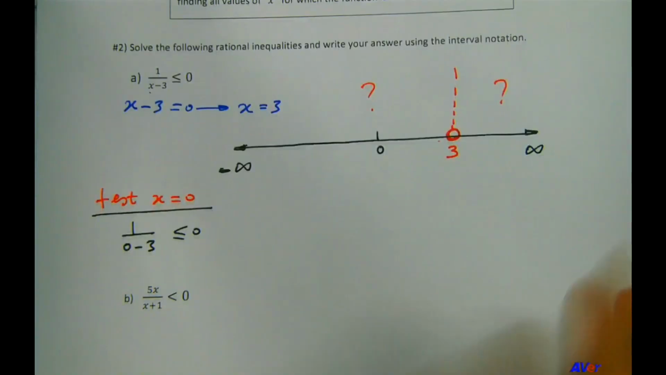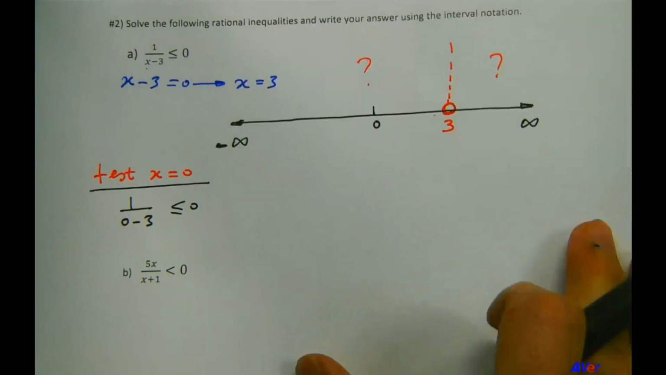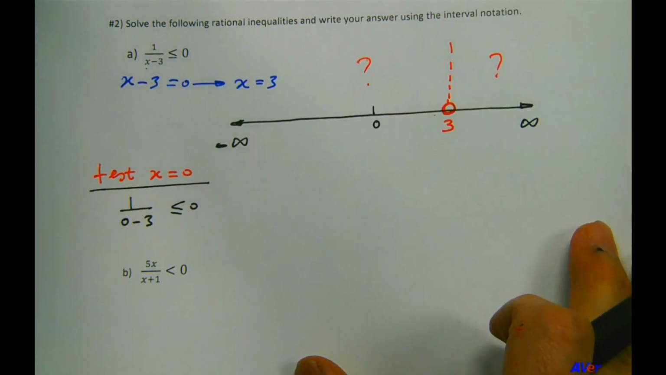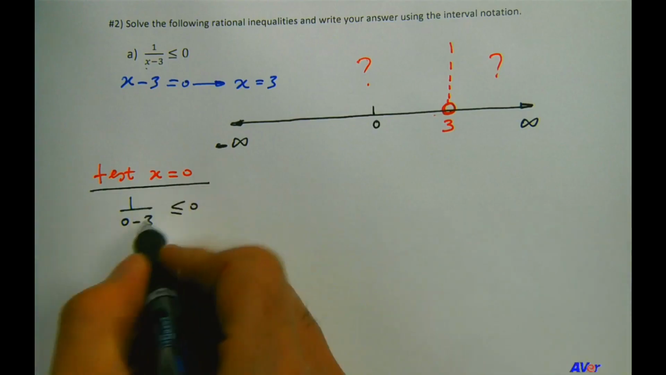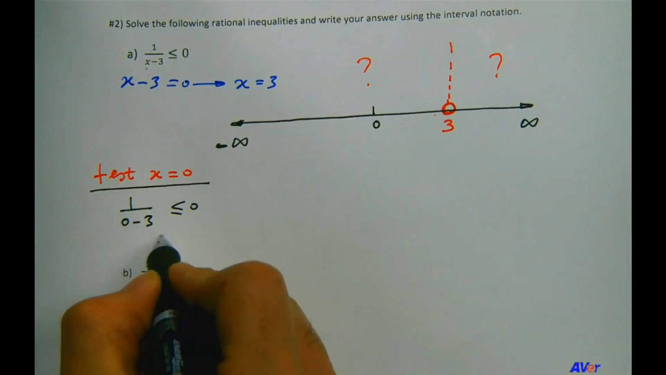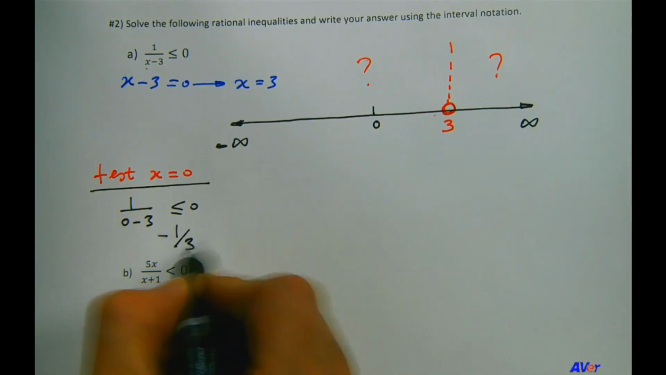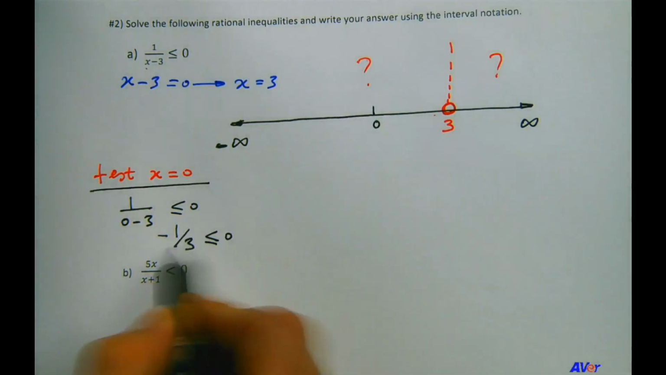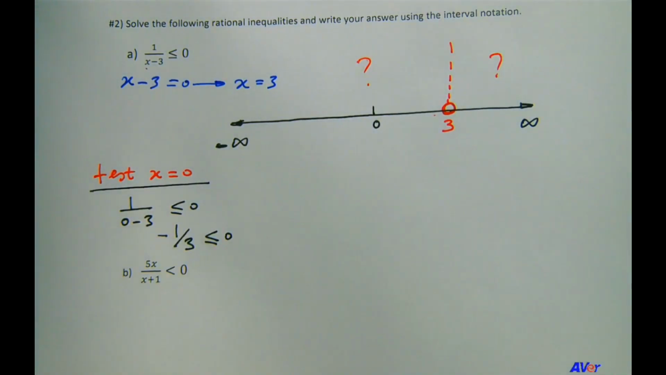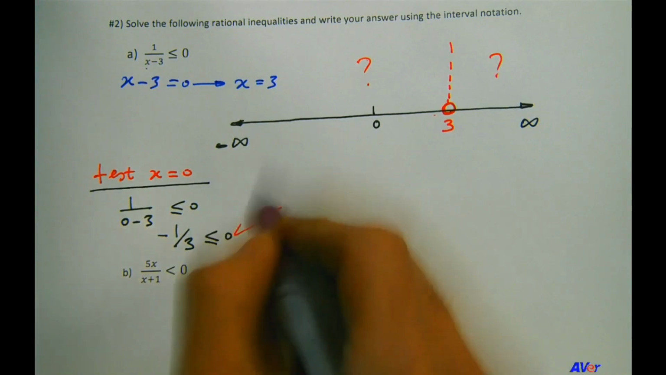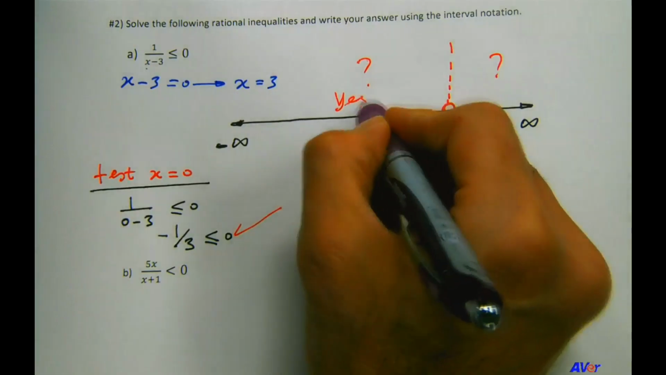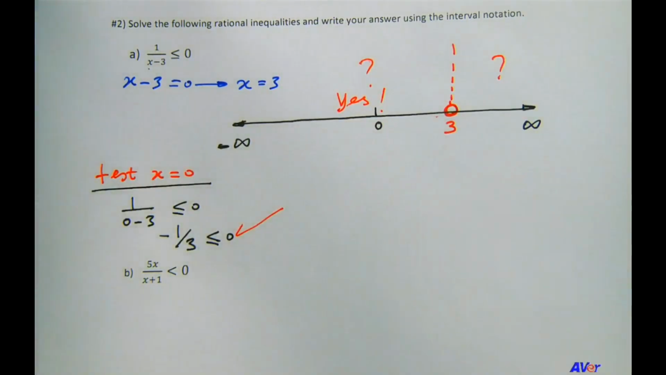let me move this up a little bit. So we're going to have that left side simplifies to minus 1/3 less than or equal to 0. Is this a valid result? Yes. Minus 1/3 is less than 0. So this checks out. So we say yes, all of that region is part of the solution.